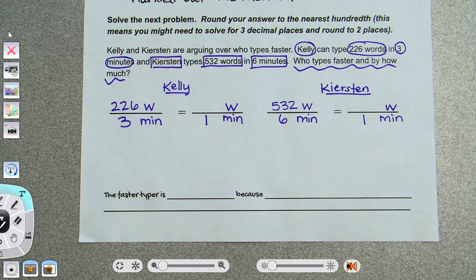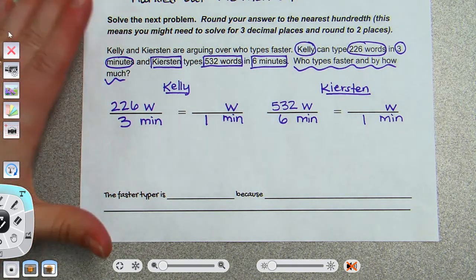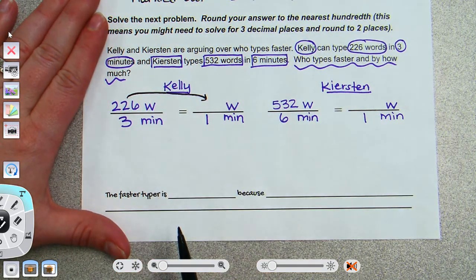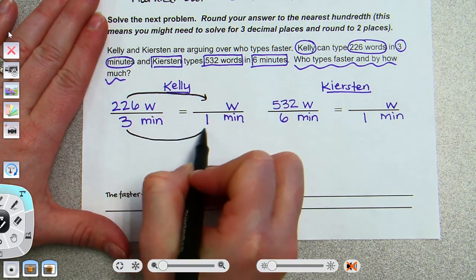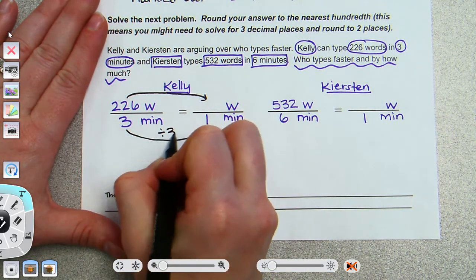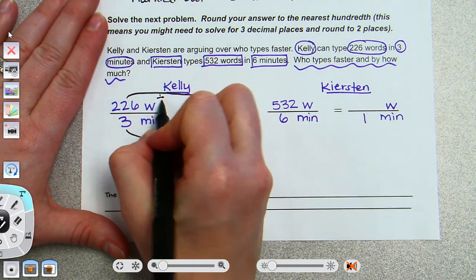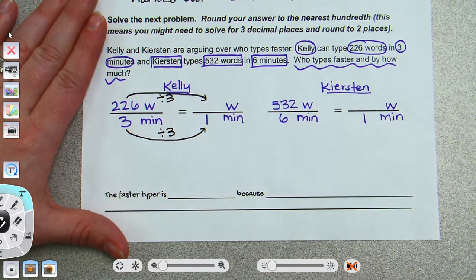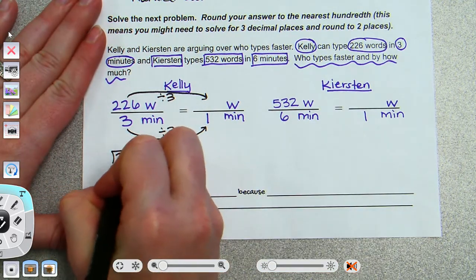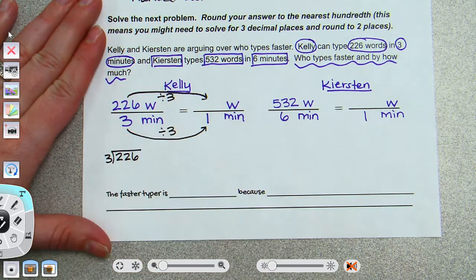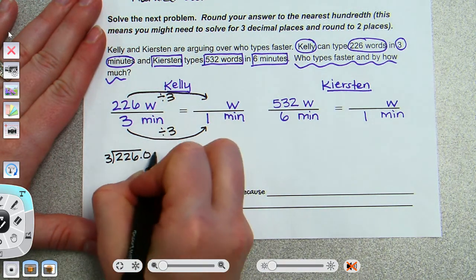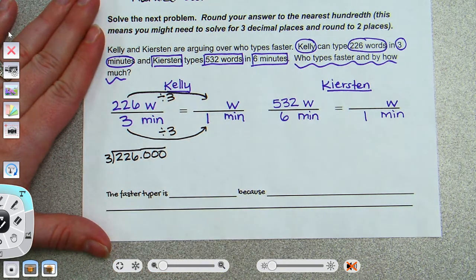So I'm going to switch back to my regular pencil, and I'm going to use my arrow method. So we want to get Kelly from 226 over here to this mystery amount of words. That means we go from 3 minutes down to 1 minute. Let's pick our math fact. 3 divided by 3 gets us to 1. So we are going to divide by 3 on the top. Okay, let's set up her division problem. 226 divided by 3. Now it told me that I have some decimals, so I'm just going to get my decimal and 3 zeros ready to go.